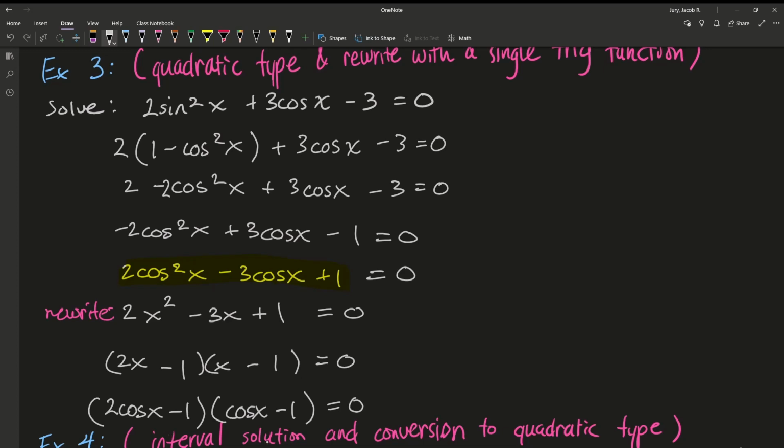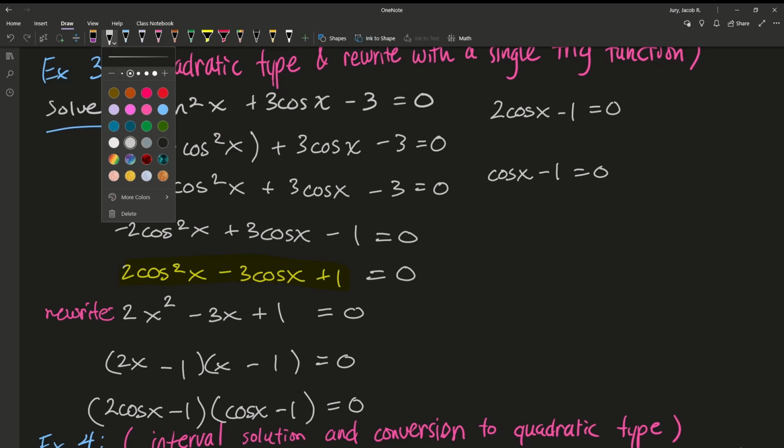Awesome. So now over here on the right side of my page, I'll just write the rest of my solutions. So I'll have 2 cosine x minus 1 equals 0, and cosine x minus 1 equals 0. Now I know that I'm using the general solution format because I was just asked to solve. So I want to make sure to do that to represent the general solution.